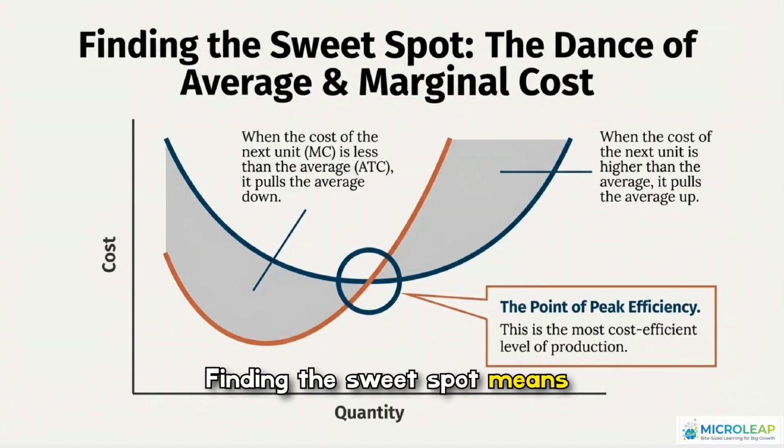Finding the sweet spot means watching how marginal cost interacts with average total cost. When marginal cost is below the average, it drags the average down, and when it's above, it pulls the average up. The crossing point marks peak efficiency, the most cost-effective level of production for the business.